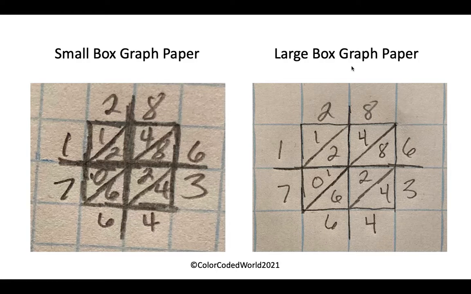I, of course, was using the small grid graph paper. However, I did provide an example, blown up on my phone a little bit and screenshotted, of small box graph paper versus the large box graph paper and what it may look like. The only noticeable difference is when you carry the 1 over. You can barely see it on the small box graph paper as opposed to the large box. You can actually see it.